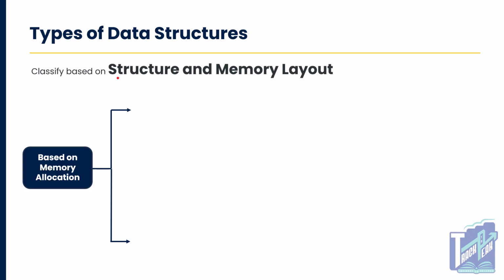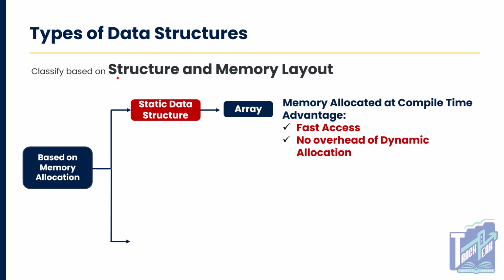And the second one, classification based on memory allocation. In memory allocation, static data structure and dynamic data structure are the two major types. In static data structure, array comes under static data structure, because in the array, the memory is allocated at the compile time. We cannot change the array size during the runtime. The main advantages are fast access, it will be easy to access, and no overhead of dynamic allocation, which means it doesn't care about allocating the size at runtime, so it doesn't disturb the operating system every time, so that will be reduced here.